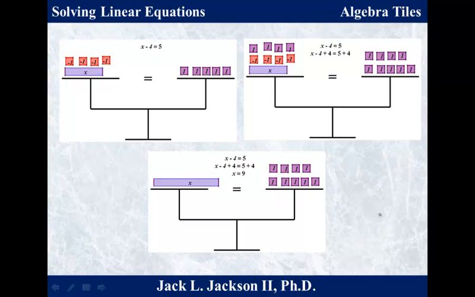Alright, here's another, very similar example. We have x minus 4 equals 5. So we have an x and 4 negative 1 tiles on the left, and we have 5 positive 1 tiles on the right. We want to get rid of those 4 negative 1 tiles with the x. We do that by adding 4 positive 1 tiles there, which means we're going to add 4 positive tiles to the other side. The pairs annihilate each other on the left, and we get x equals 9.